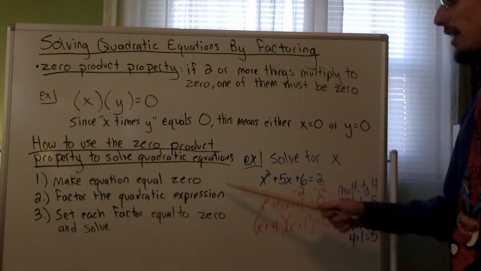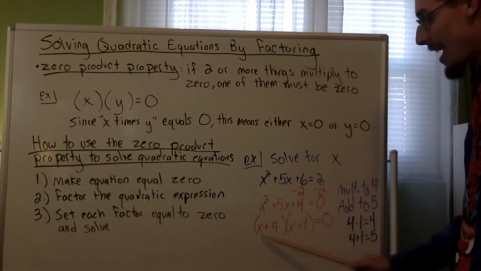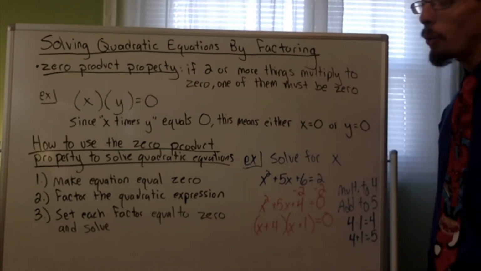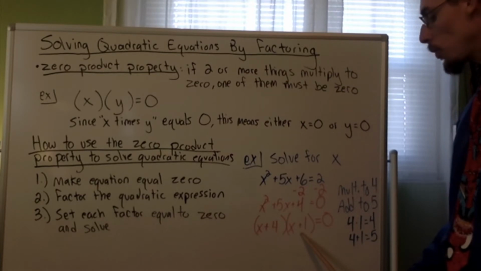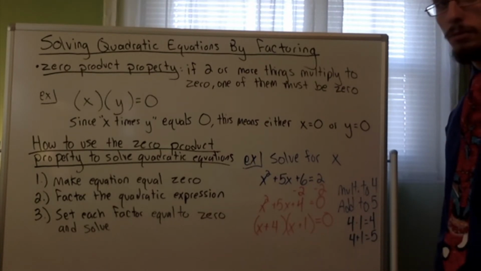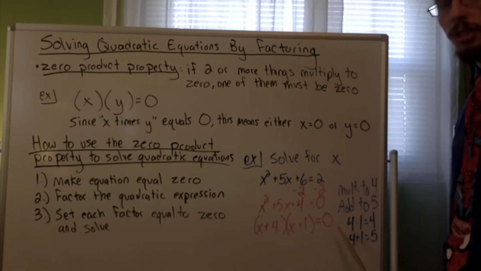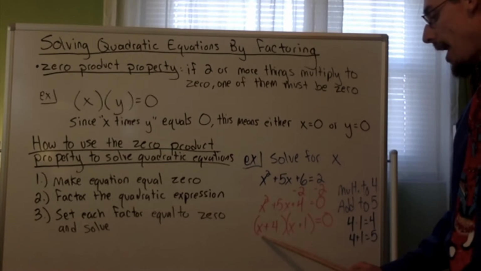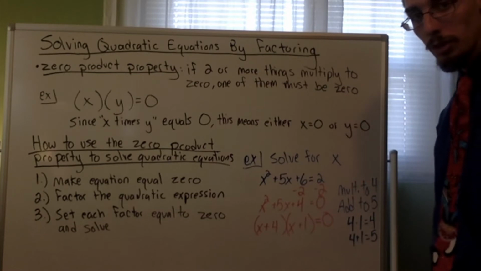So what I just did is I factored this quadratic expression. X squared plus 5x plus 4, you can break it down as x plus 4 times x plus 1. So now look at what I have. X plus 4 times x plus 1 equals 0. Something times something else equals 0. Doesn't that mean that either x plus 4 equals 0 or x plus 1 equals 0?